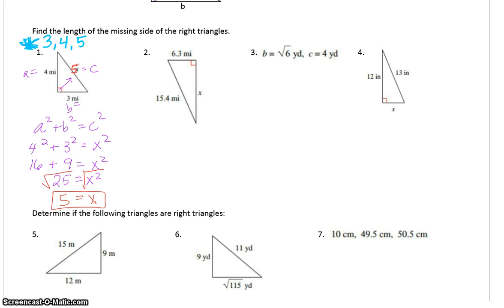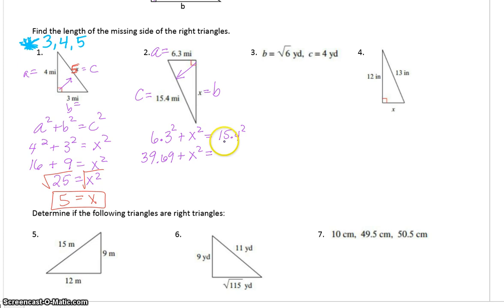Okay, let's look at number 2. Across from the right angle is your hypotenuse. That is c. After that, it does not matter which one you call a and which one you call b. Plug in, you get 6.3 squared plus x squared equals 15.4 squared. 6.3 squared, you're going to want to type that into your calculator, and you're going to get 39.69.